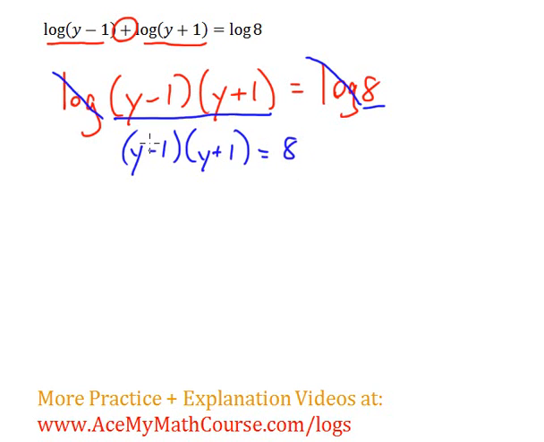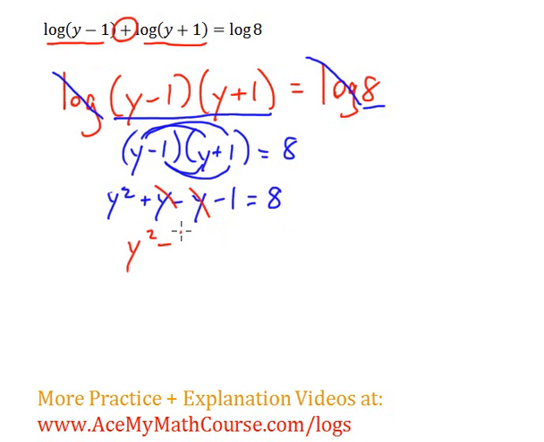So now I can just expand this, and I'm going to need to FOIL. So y times y is y squared. Y times 1 is just y. Negative 1 times y is negative y. And negative 1 times 1, negative 1. And that's equal to 8. Great. Y minus y, they cancel out. So we end up with y squared minus 1 equals 8.